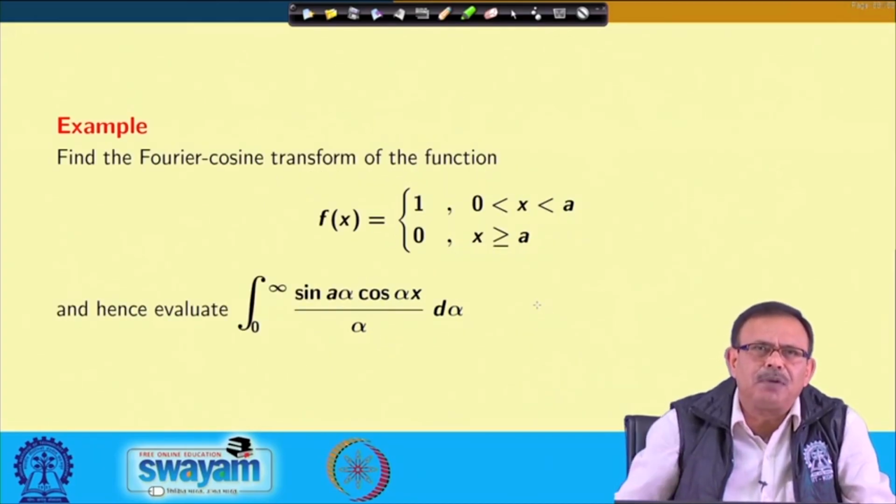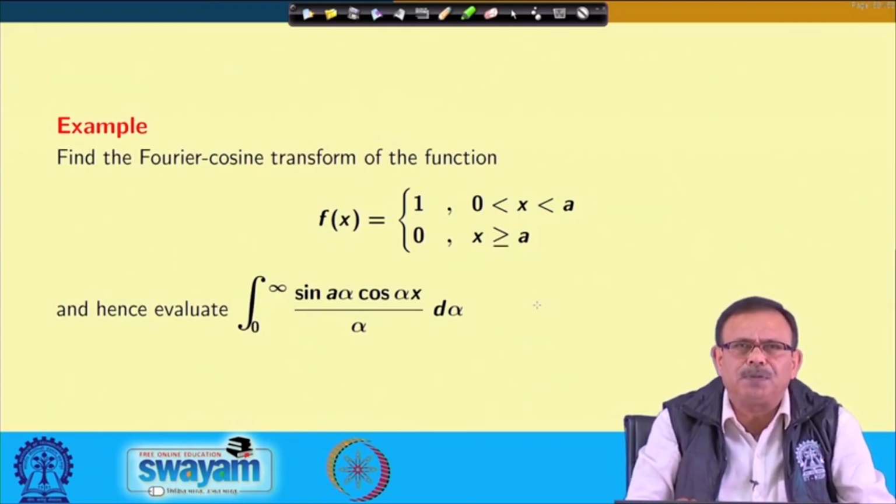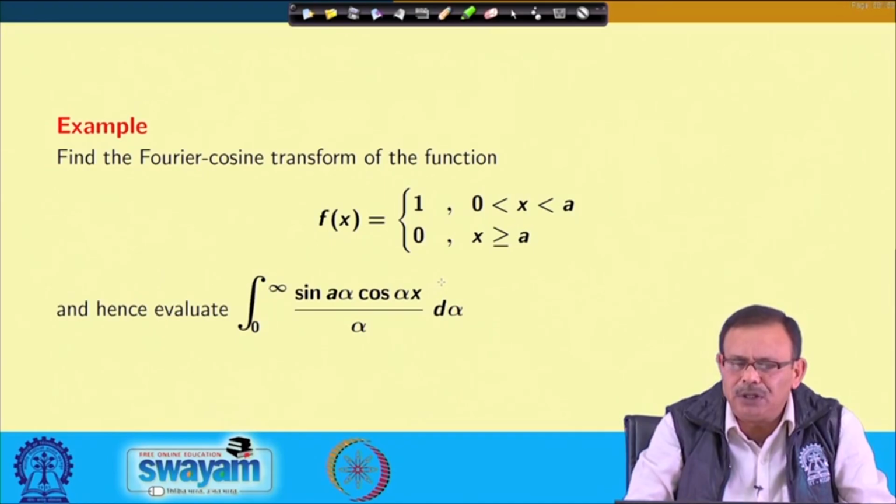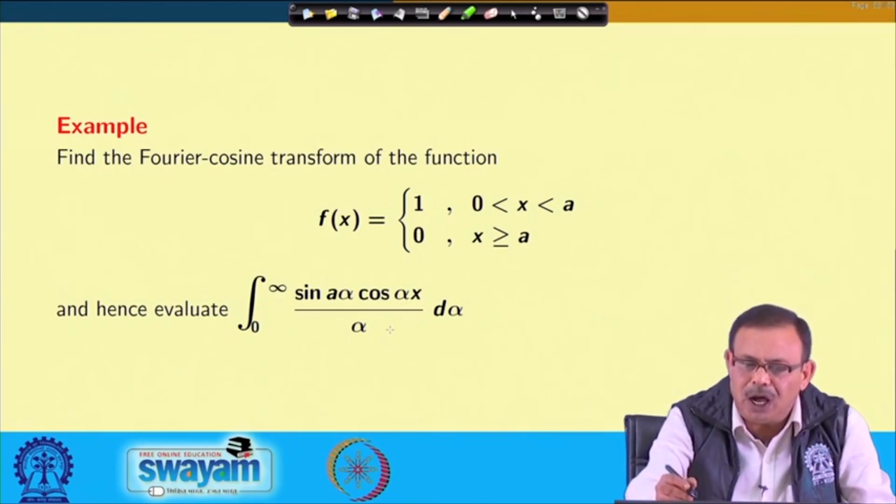Now, let us take another problem. Find the Fourier cosine transform of the function f x equals 1 when x lies between 0 and a, and 0 for x greater than or equal to a, and hence we have to evaluate the value of the integral 0 to infinity sine of a alpha cos of alpha x by alpha d alpha.